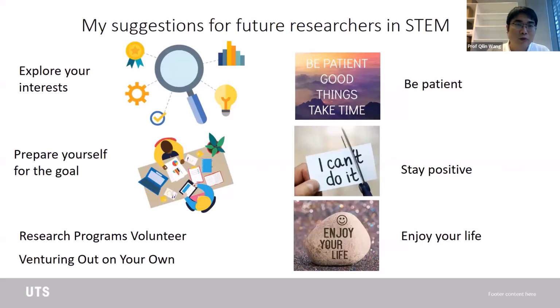Then I will briefly talk about some suggestions for future researchers in STEM. First, I think you need to explore your interest. For instance, when you are at high school or middle school, you need to learn many subjects, for instance, chemistry, physics, etc. Although you need to learn every subject well, I think you also need to pick the subjects that you are most interested in and then devote yourself to them. This is also related to research. If you want to do research in the future, definitely you need to follow your interest, because research can be very boring if you are not interested in it. But if that topic is really what you like, then the research can be very fascinating.